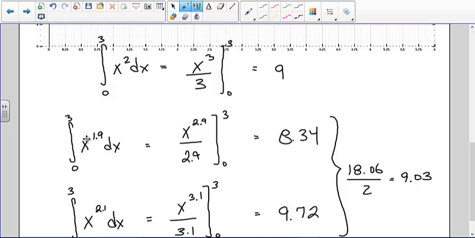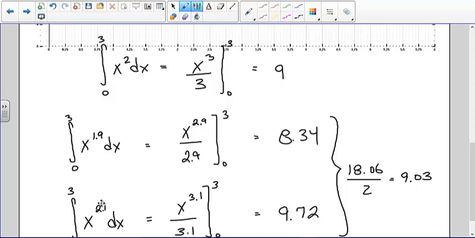If I do the same thing for the function x to the 1.9 power from 0 to 3, it should be less than 9. I add 1 to the exponent, so 1.9 becomes 2.9. I divide it by 2.9, and I go from x equals 0 to 3. I get 8.34, which is less than 9, which is what I expected.